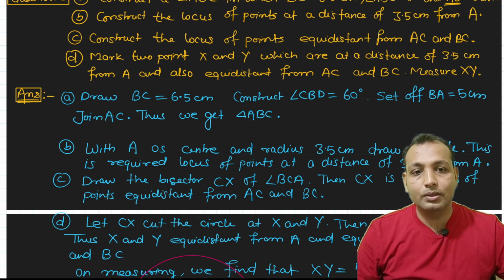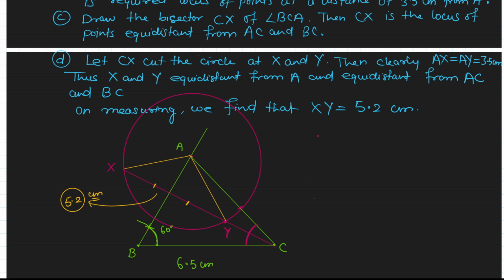Now I'll show you in the diagram. Here, as I told you, we take a line BC of 6.5 centimeters. Using either your compass or your protractor, you can draw a 60 degree angle here, mark it and then draw a line. AB you need to take as 5 centimeters, and BC is given as 6.5 centimeters.